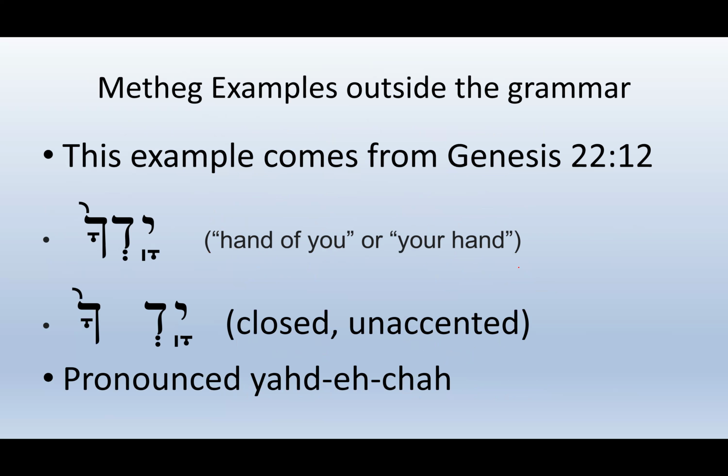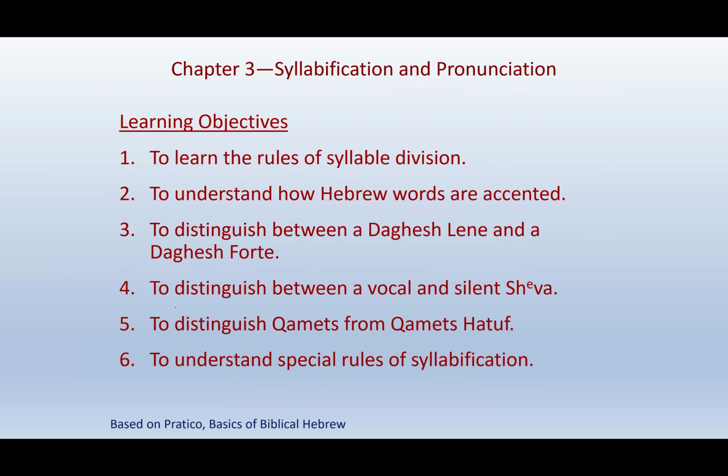Okay, and there's another example, yadaka. Yadaka is the hand of you, or your hand, yadaka, and it's got this metheg there. So you know it's a ya, not a yo. All right. And special rules for syllabification.